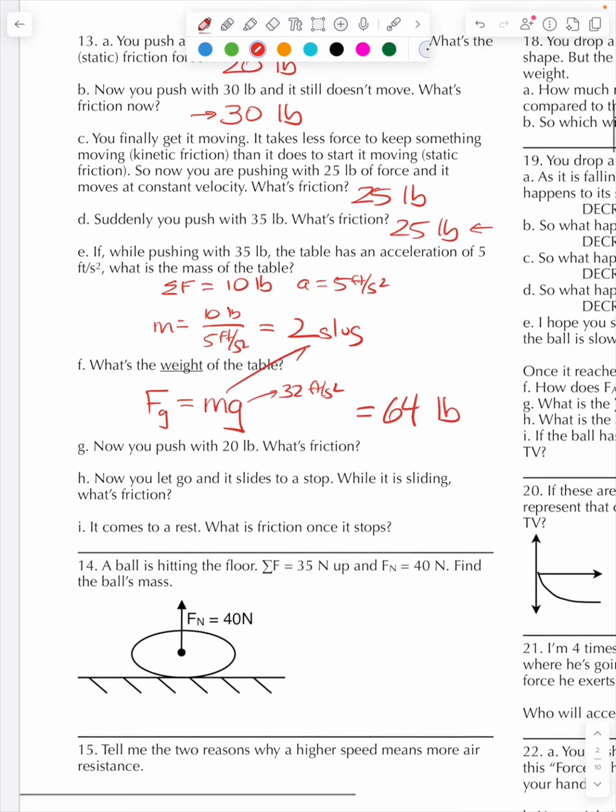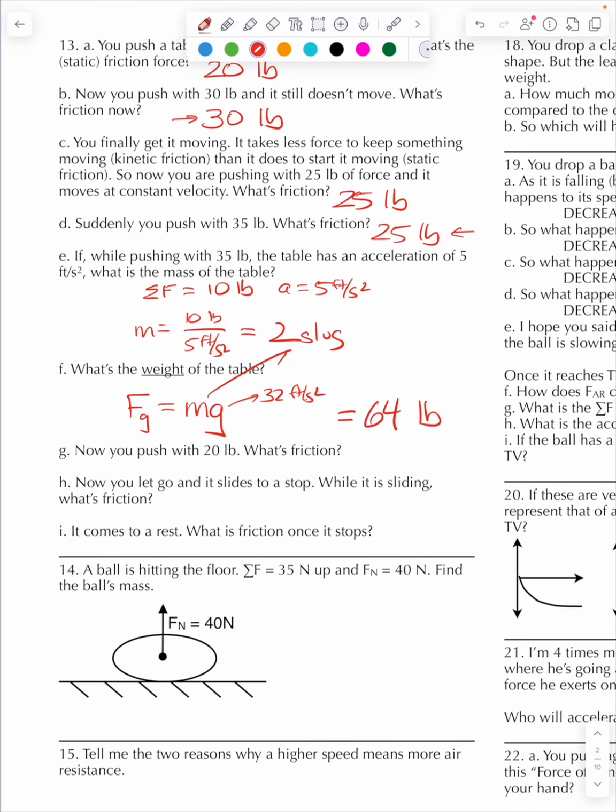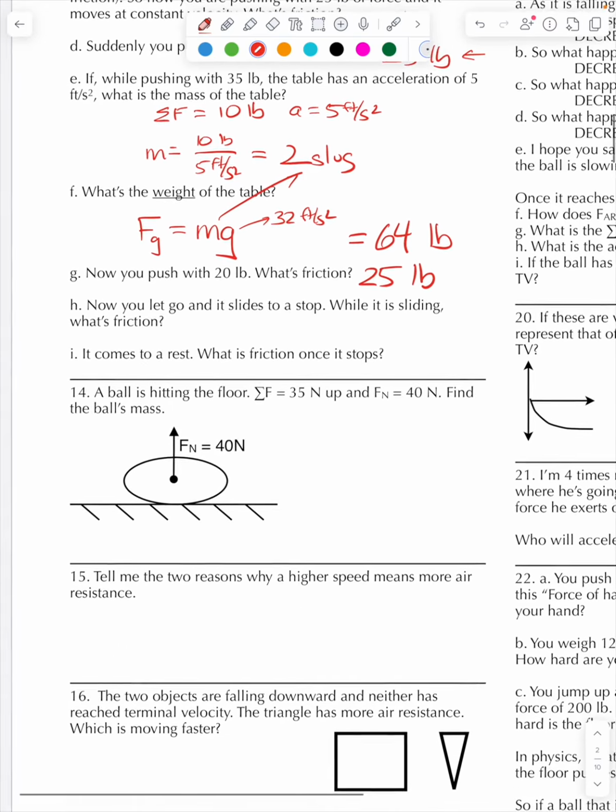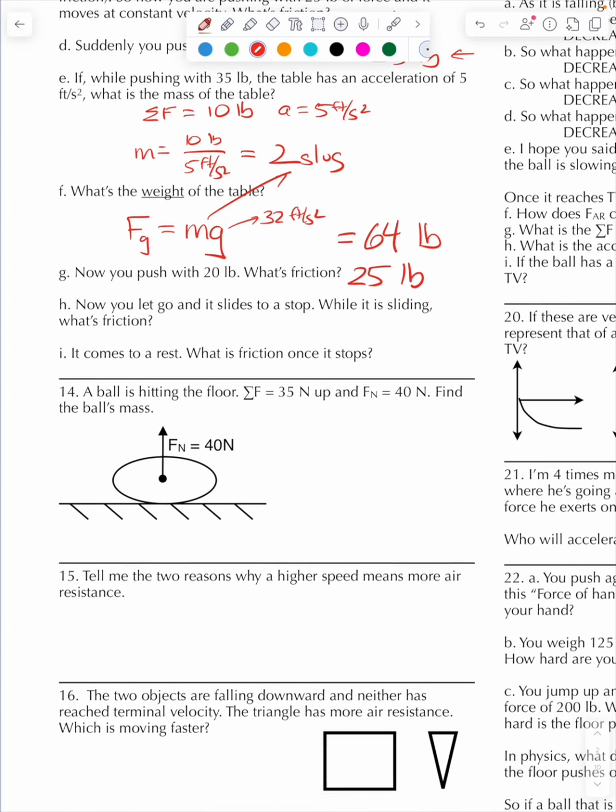Now you push, getting back to the question. Remember where we left off: we pushed at constant velocity, friction's 25. I push with 35, friction's 25. Now I push with 20 pounds, what's friction? 25, okay? Hopefully you get that idea and write it down in your notes. Kinetic friction remains constant as long as it keeps moving along the same surface. Nothing else really changes about it.